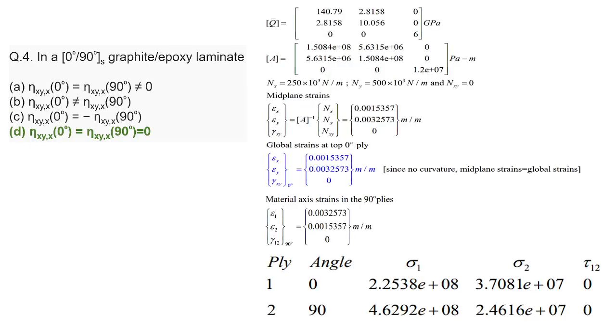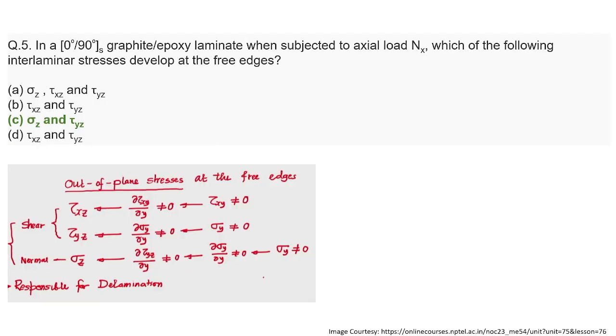Whereas here you can see the stresses in y direction are non-zero for 0 and 90-degree laminas. So from that we can see the shear stress in yz direction and the stress in z direction are dependent on the stresses in y direction. As these values are non-zero, we will also get non-zero values of the shear stress in yz and the stress in z direction. So the answer will be option C, that in a 0-degree and 90-degree symmetric graphite epoxy laminate, when subjected to axial load, the interlaminar stresses developed at the free edges will be sigma z and tau yz.